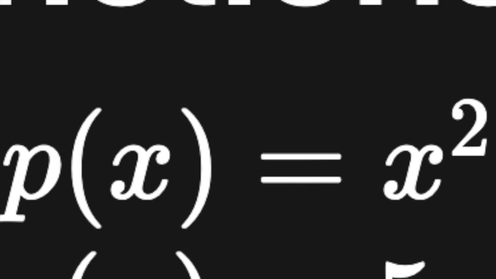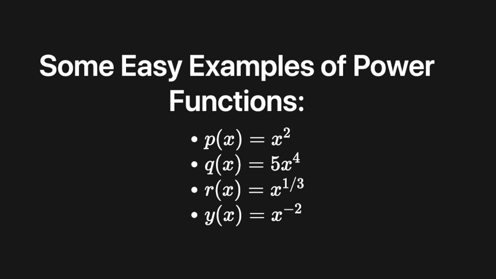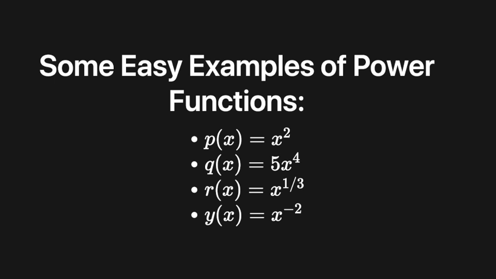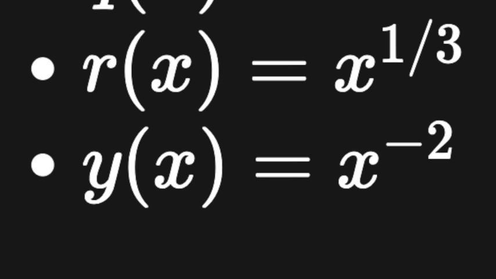Something like p of x equals x squared is a power function. So is q of x equals 5 times x to the fourth. However, the power doesn't have to be a whole number. R of x equals x raised to the 1/3 power is also a power function. So is y of x equals x raised to the -2.